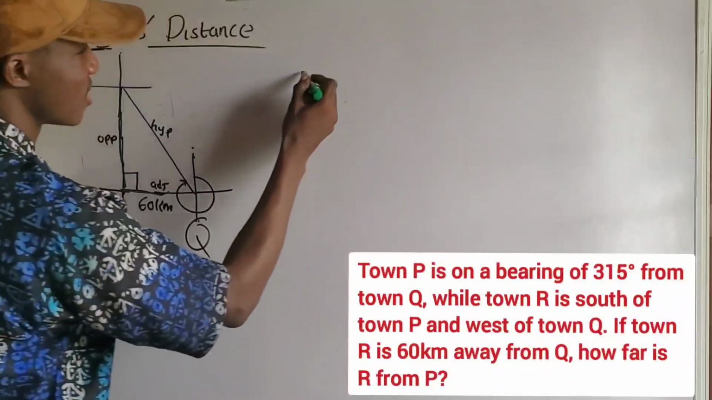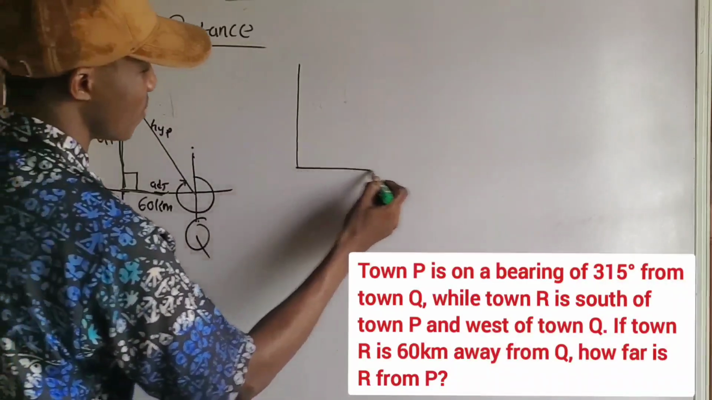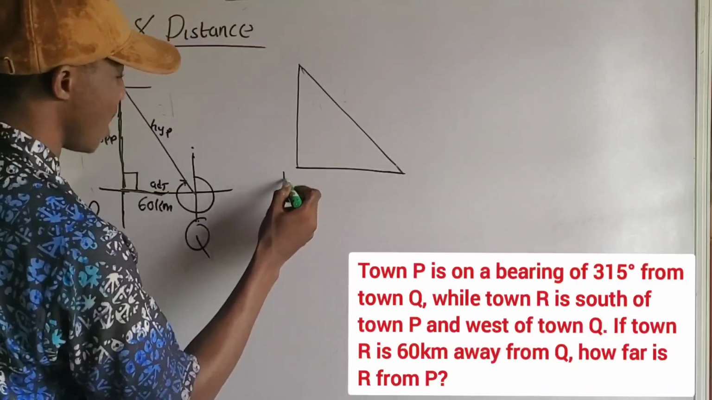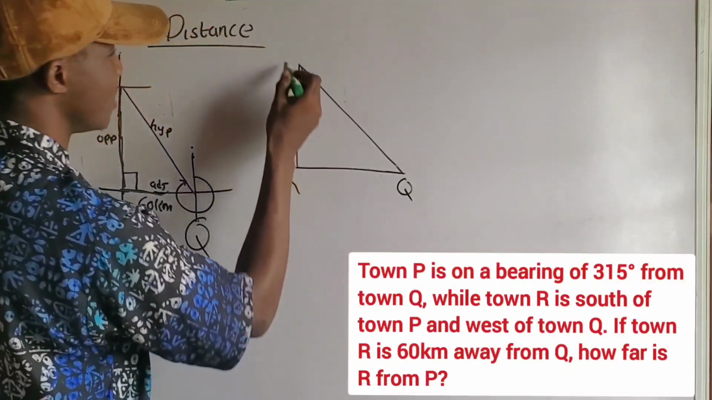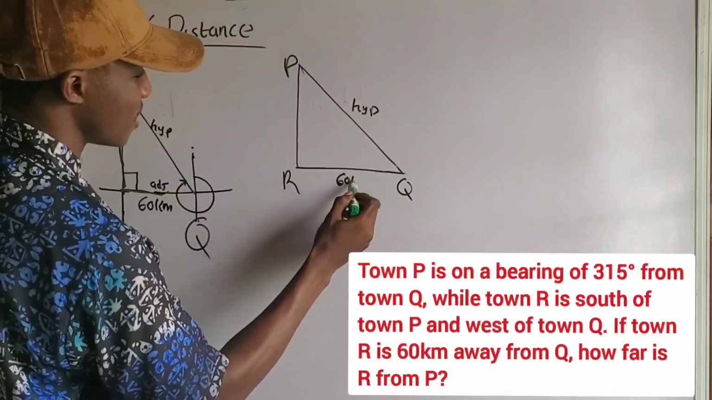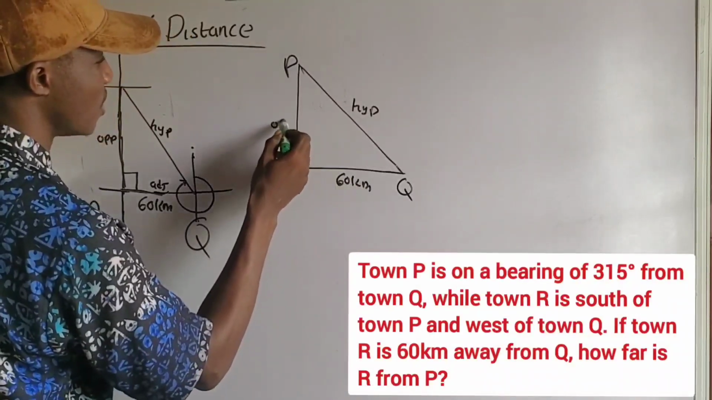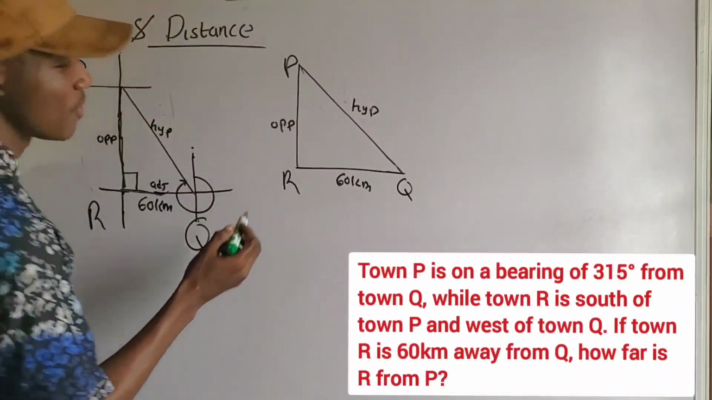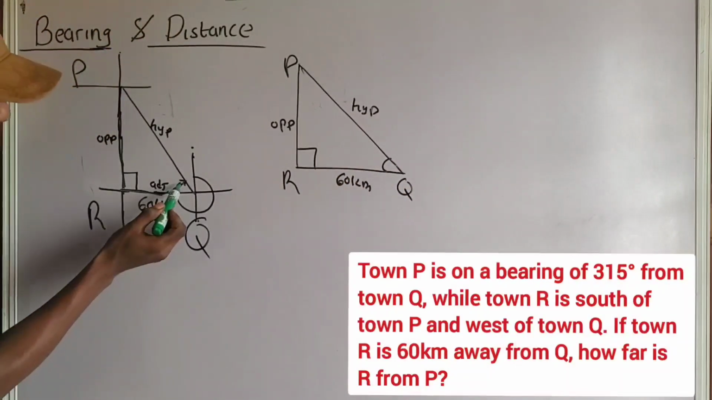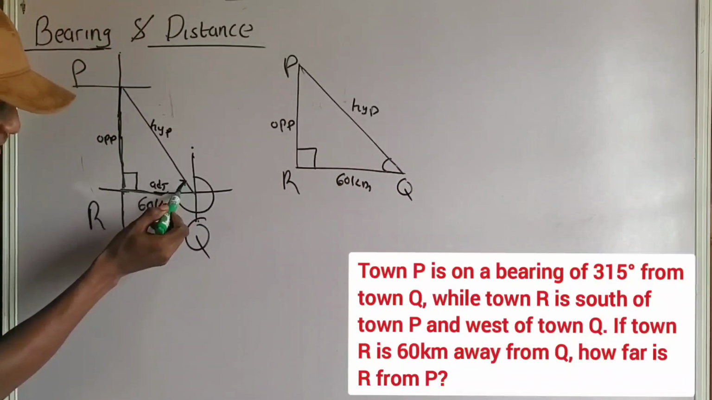Let me bring out the triangle. Okay. This is R. This is Q. And this is P. This is the hypotenuse. The adjacent has been given as 60 kilometers. And we are looking for the opposite. Okay. Now, before I can calculate the opposite, I need this angle that is here. Are you getting it? This angle that you see here, I need it.